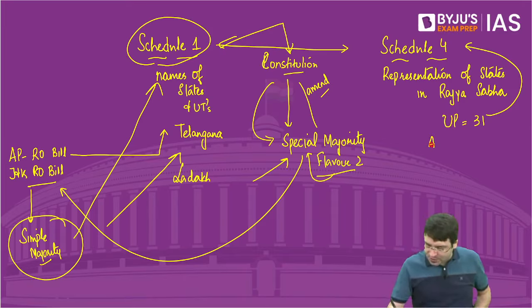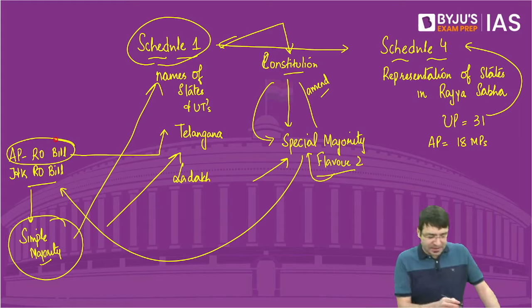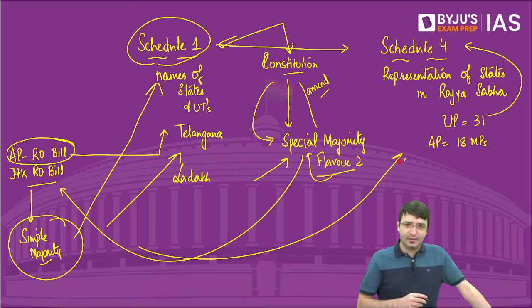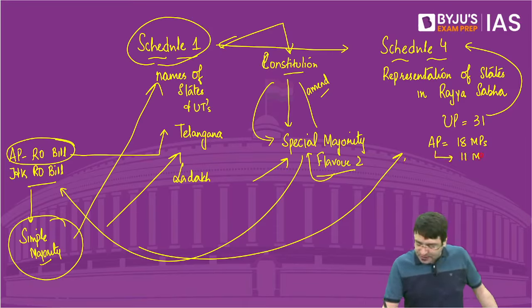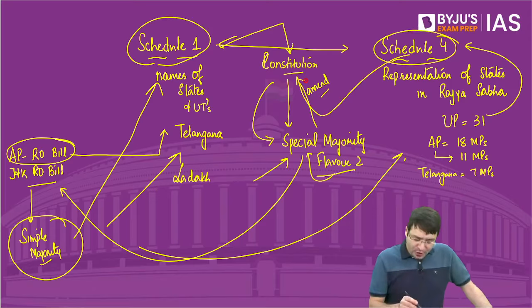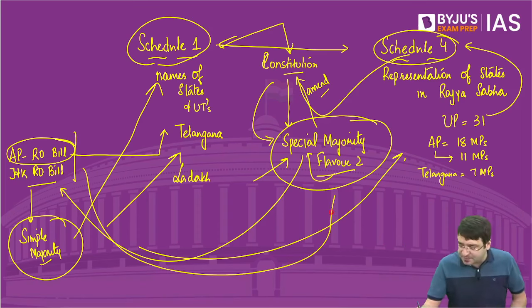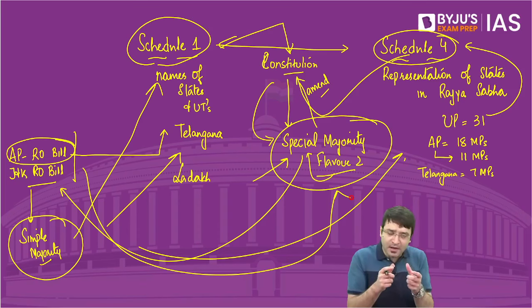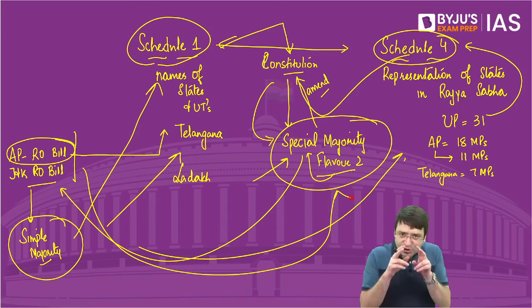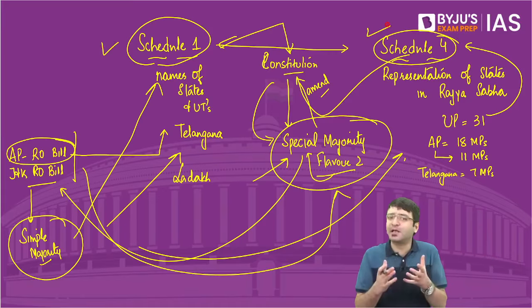In Schedule 4, it was mentioned Andhra Pradesh will have 18 MPs. But now when Andhra Pradesh Reorganization Bill was passed, it was signed by the President. We had to change Schedule 4 as well. That means in Schedule 4, we have to mention Andhra Pradesh will have 11 MPs and Telangana will have 7 MPs. But Schedule 4 is part of the Constitution. To make any changes in the Constitution, we need special majority flavor 2. But these bills were passed by simple majority. How can a law passed by simple majority make changes to the Constitution, amend the Constitution, Schedule 1 and Schedule 4 of the Constitution? How is that possible?